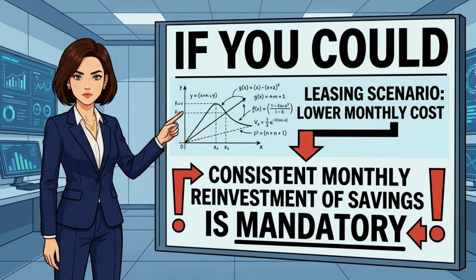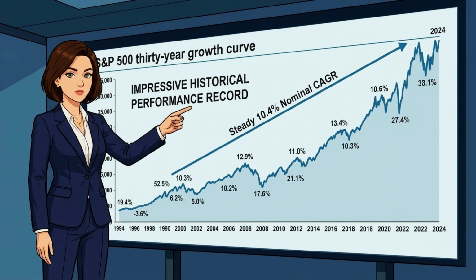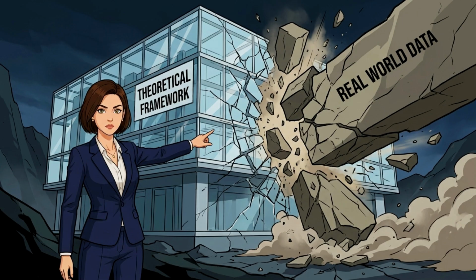If you genuinely take the monthly payment difference and invest it consistently at a rate of return that exceeds the implicit cost of the lease, the NAL, the net advantage to leasing, is positive. The S&P 500 has delivered a nominal compound annual growth rate of approximately 10.4% over the past 30 years. If you could reliably capture that, consistently, every month, the math would favor leasing in many scenarios. But here's where the real world destroys the theory.